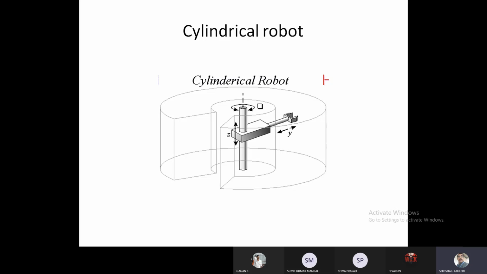Okay, next point, what about the mechanical stability? The mechanical stability of these robots will be good enough when the arm is not extended much. Just as an example, how much load can you carry? Any one of you?